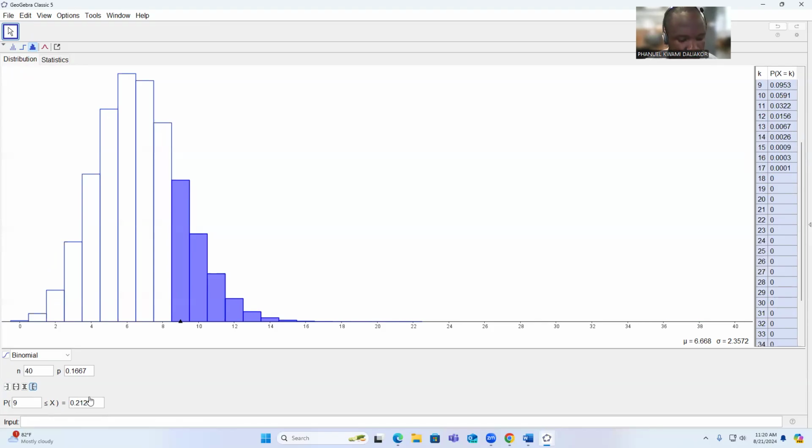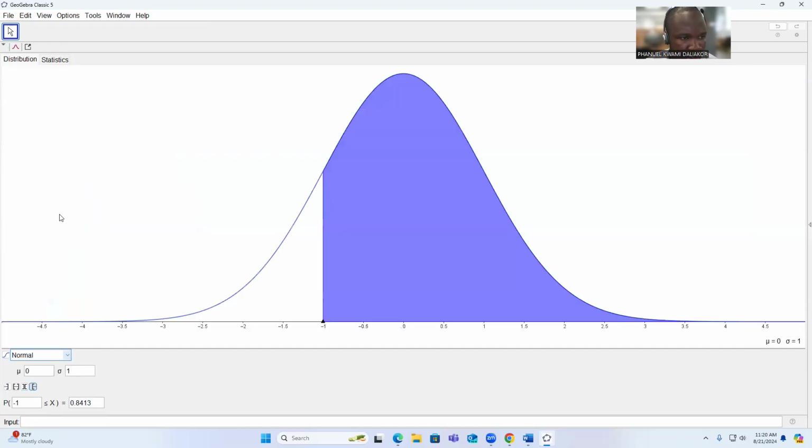The final exam scores in a mathematics class were normally distributed with a mean of 63 and a standard deviation of 5. With this, you know that you are dealing with what? Normal distribution. So you select the normal distribution, and your mean is 63, and that of the standard deviation is 5. You enter 5.